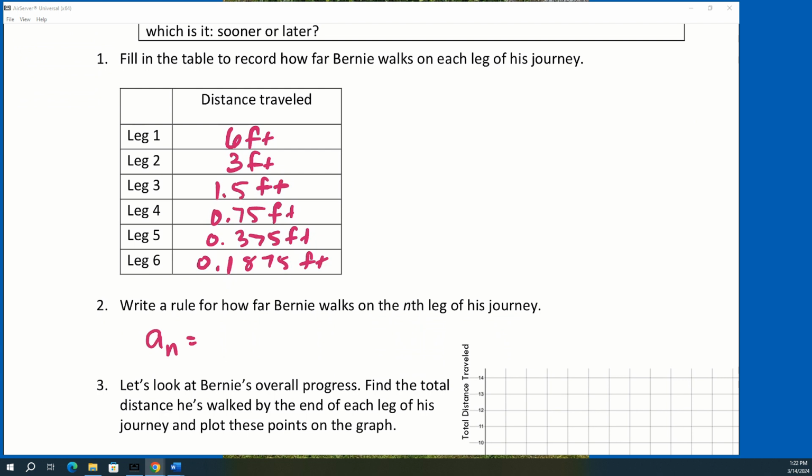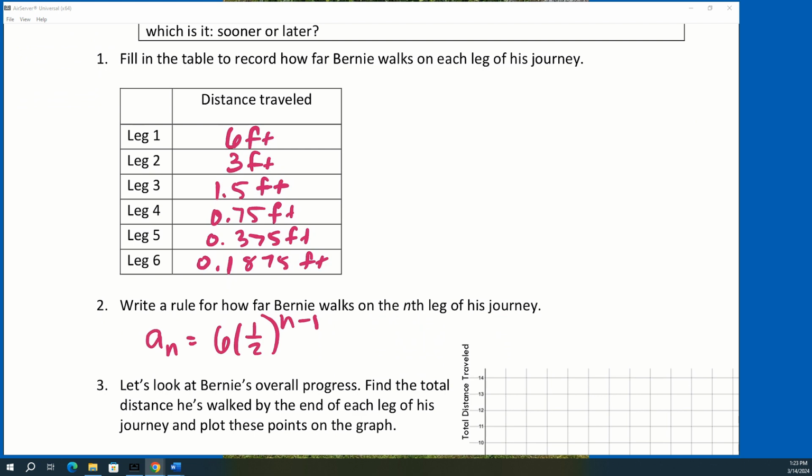a_n equals 6 times 1/2 to the n minus 1. Well, what's the first term? 6. That's okay. If you did 12, you just wouldn't need to do the n minus 1. You would just do the n.